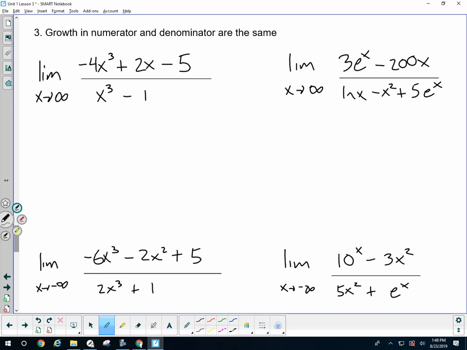I'm going to do this first example algebraically. 2x, 5, 1, get it out of here. It's like adding very, very small numbers to very, very large numbers. This is helpful if you see it algebraically. Just negative 4x cubed will determine what's going on with my function. Watch what happens. Growth divided by the same growth. You can see how it will cancel and just leave a coefficient.